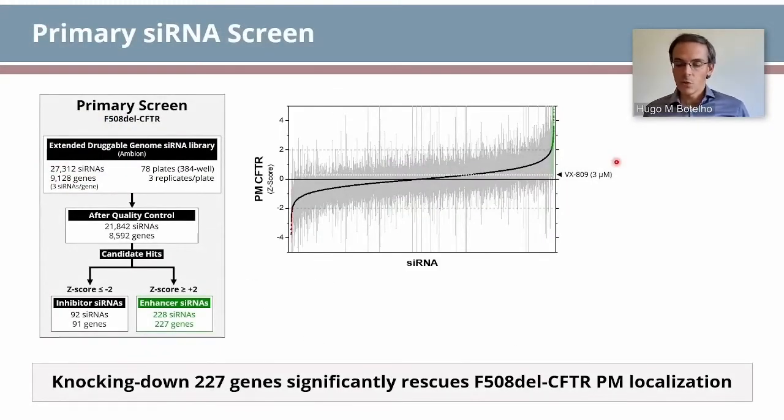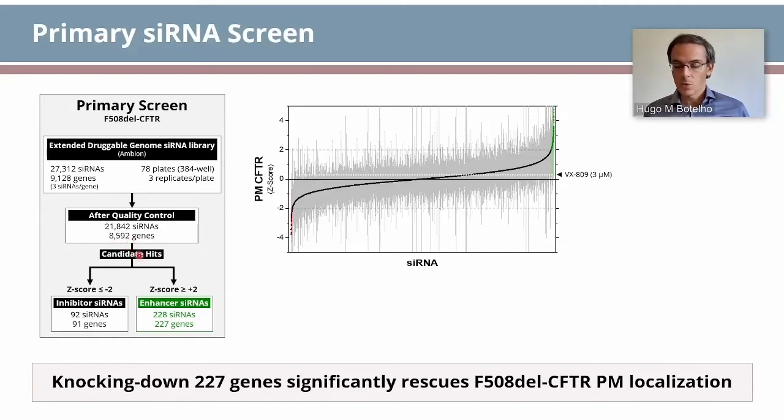We used this assay to screen Ambion's extended druggable genome siRNA library, which targets 9,128 human genes with 3 distinct siRNAs per gene. After filtering siRNAs targeting non-protein coding genes or having off-targets, and excluding also unusable assay plates, we quantified plasma membrane traffic following the knockdown of 8,592 genes.